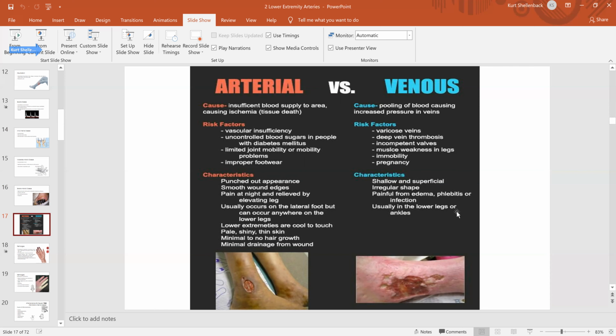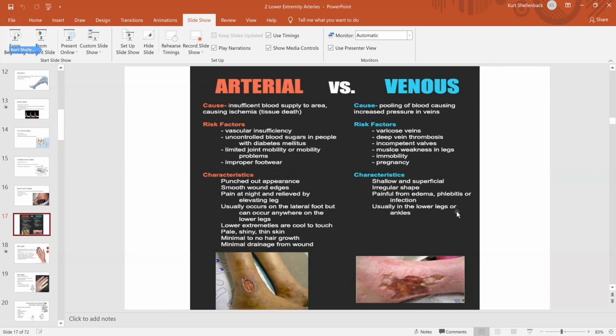And venous is more pooling of blood in veins. DVT, varicose veins, incompetent valves, which is the same difference with varicose veins. Muscle weakness. If you don't have a muscle pump, if you don't have a calf pump getting blood out of there, perhaps for paralysis reasons, you're gonna have venous stasis, immobility, pregnancy.